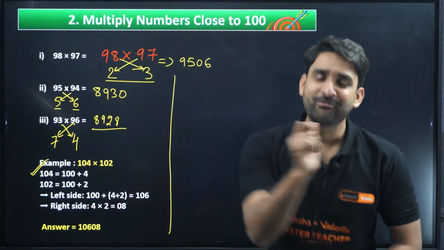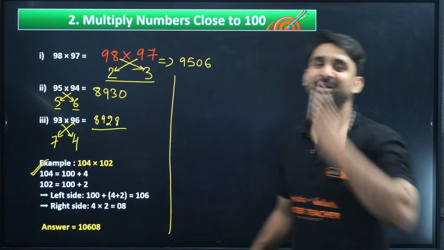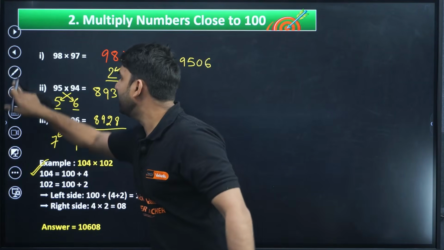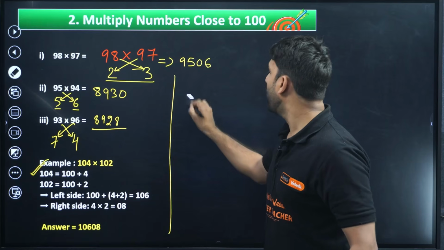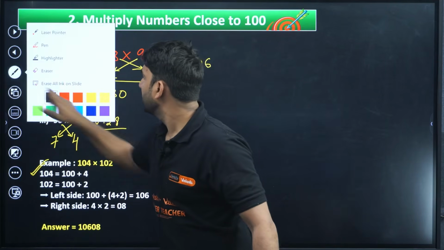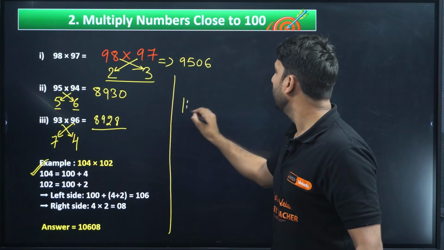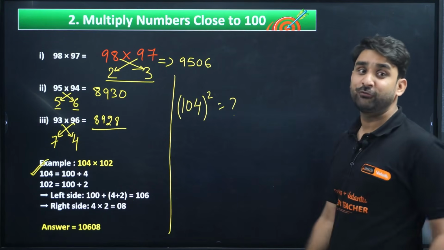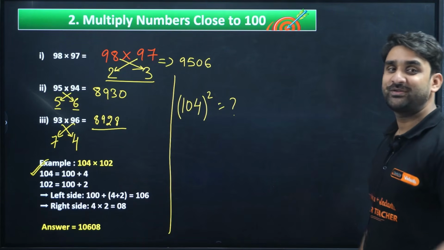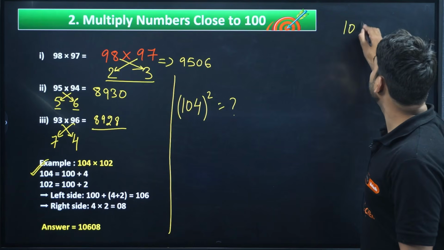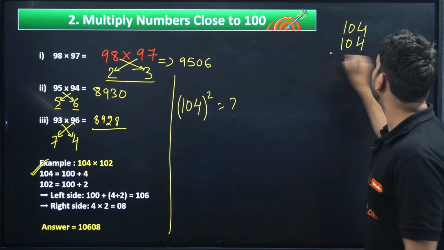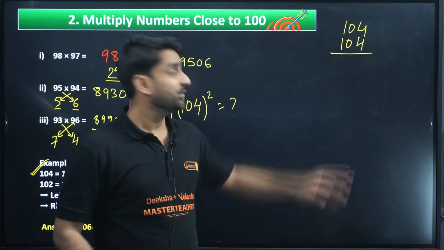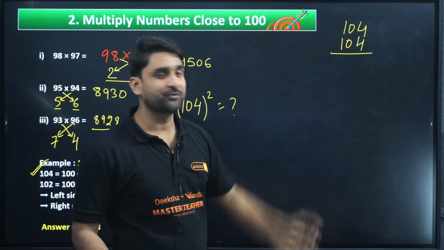So let me give you one more method, just a gift for you, supplementary for you, my dear. If I ask you to find the result of 104 whole square, what would be the result? I know most of the students are going to follow this method: 104 squared means 104 will be multiplied by itself twice.